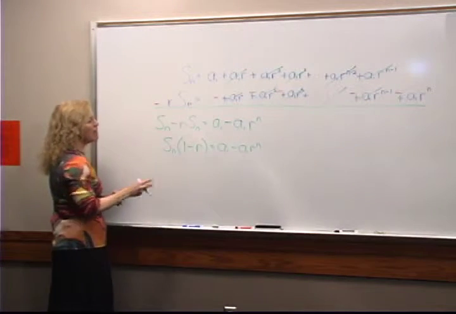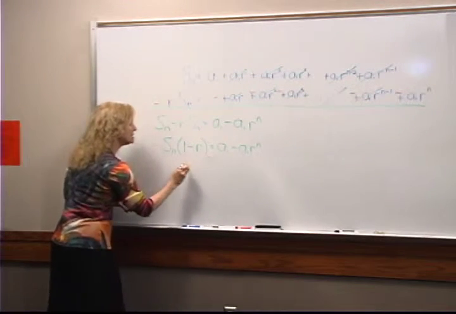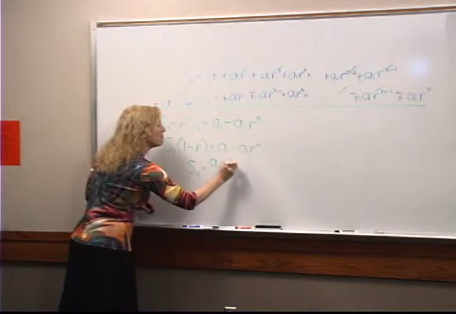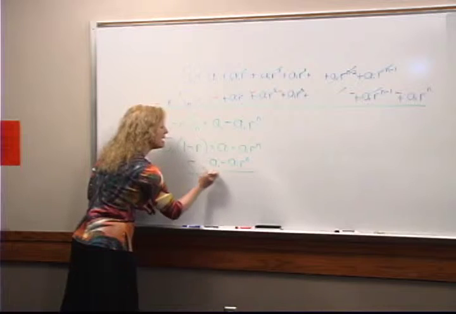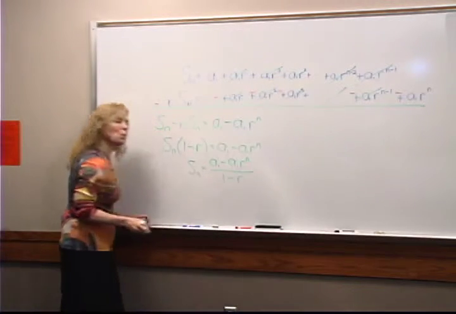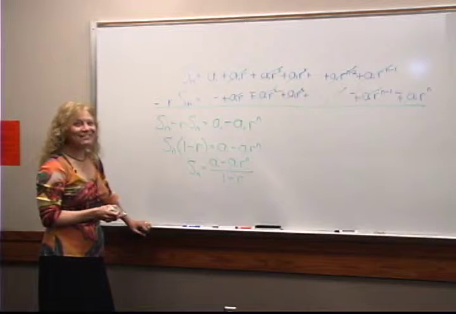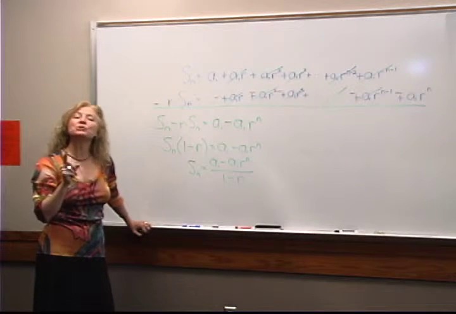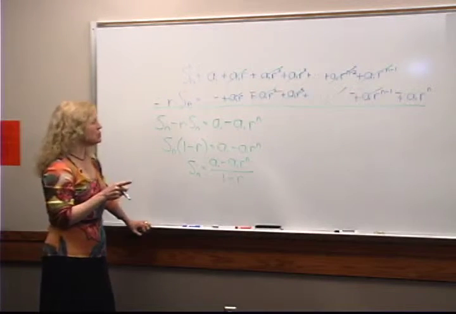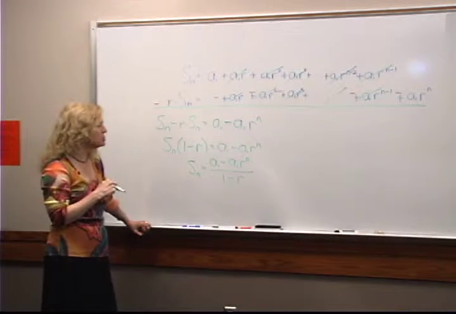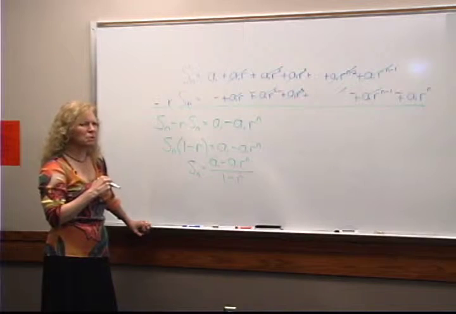Okay. Then divide your 1 minus r off. S sub n is equal to a sub 1 minus a sub 1 r to the n, all over 1 minus r. That was fun, wasn't it? Well, you should see those. And I understand that you don't necessarily feel comfortable with it, but maybe after you go through it a time or two, you might understand, hey, that's really pretty cool.